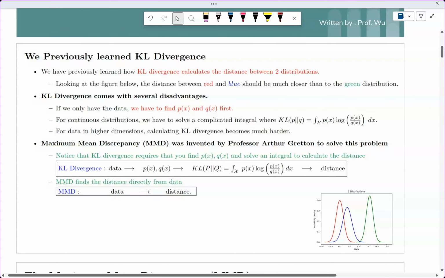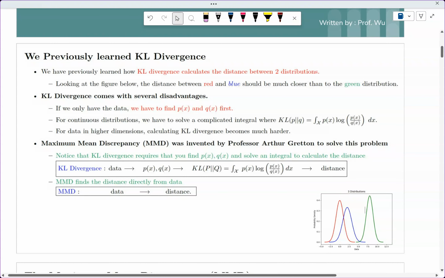We previously learned KL divergence. That was from information theory, and the idea is you have two distributions like this one and this one, and KL divergence is a way of measuring the difference between the distributions. If the distance between them is very large, then the KL divergence will be large, and if they are small, the value will be small. KL divergence will essentially be zero if the two distributions are identical. So KL divergence between red and blue should be a small value because they are similar. KL divergence between red and green, on the other hand, should be a large value because they're quite different.